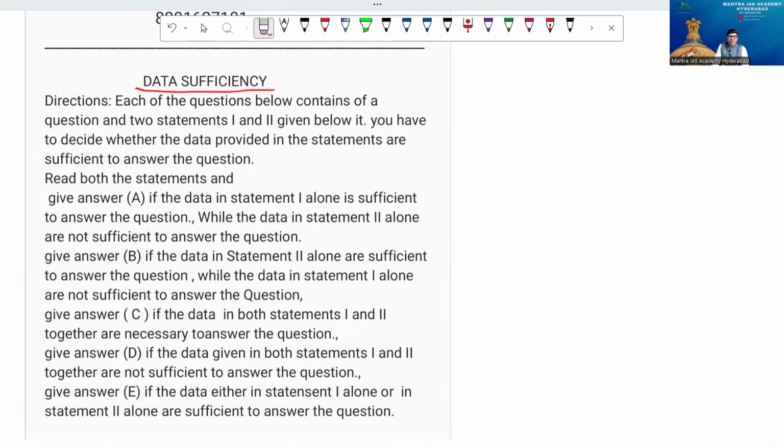See, for example, a question is given to you: what is the value of x? Statement 1 is x plus y is equal to 20. The second statement is x minus y is equal to 30. Just observe the thing better. My question is, what's the value of x I have to find out? This is a fundamental point.